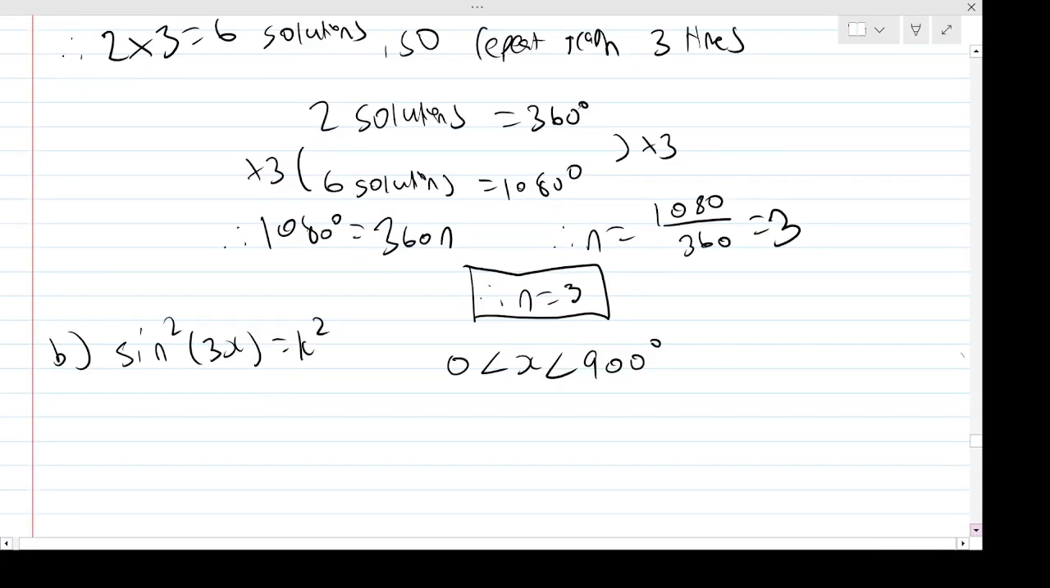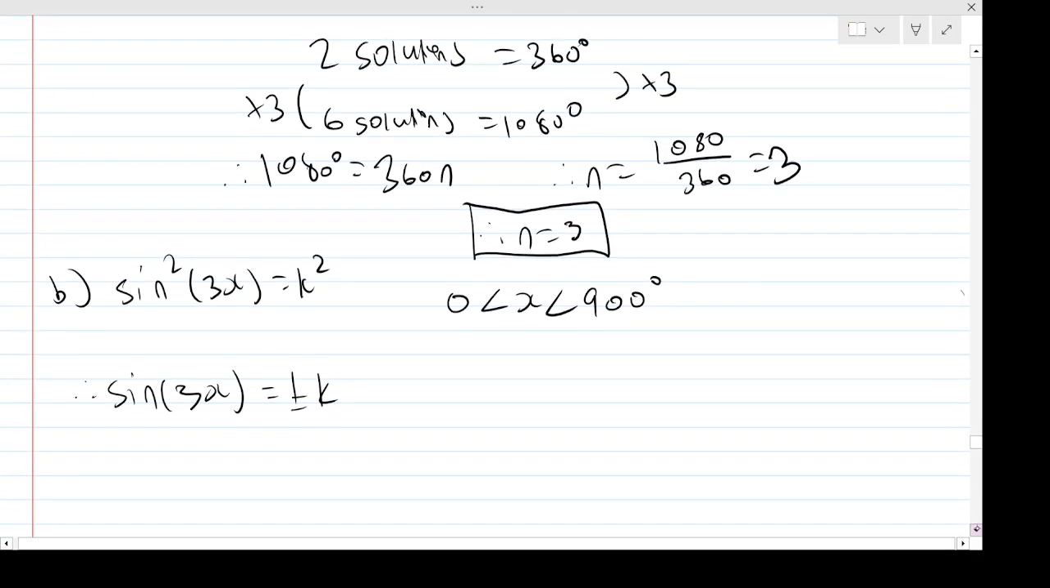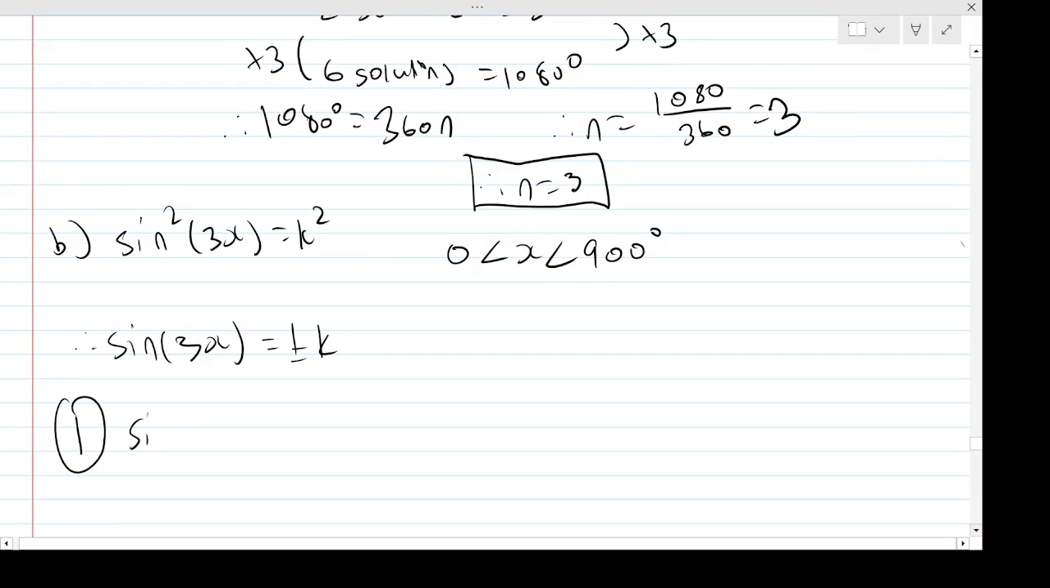So we've got this equation, but we have sine squared, right? So we need to square root both sides. So then we'd get that sine of 3x is going to be equal to plus or minus the root of k squared. Now, k squared, if we square root it, we just get k, because the squared cancels with the square root, pretty much. That means we get two different equations to solve. So we'd either get that sine 3x is equal to positive k, or sine 3x is equal to negative k, okay?